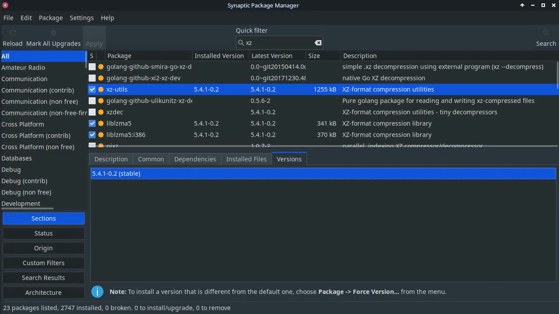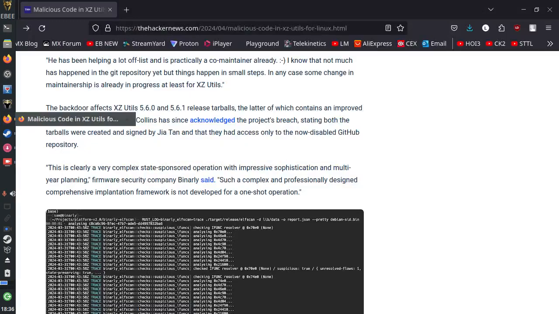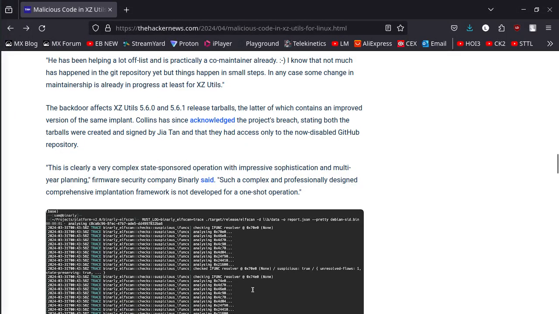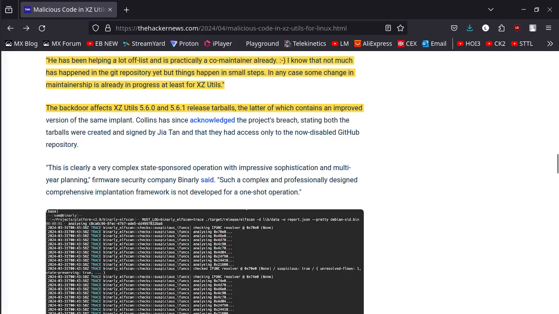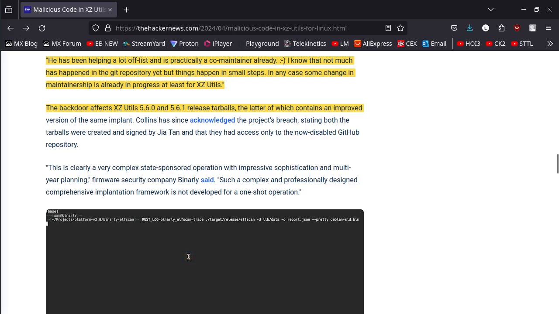Because if you look at the version of XZ utilities that MX Linux is currently running, it's 5.4.1-0.2. And that is the repository and the version that MX Linux runs. Okay, if we have a look at the latest information, it says here, the backdoor affects XZ utilities 5.6.0 and 5.6.1.